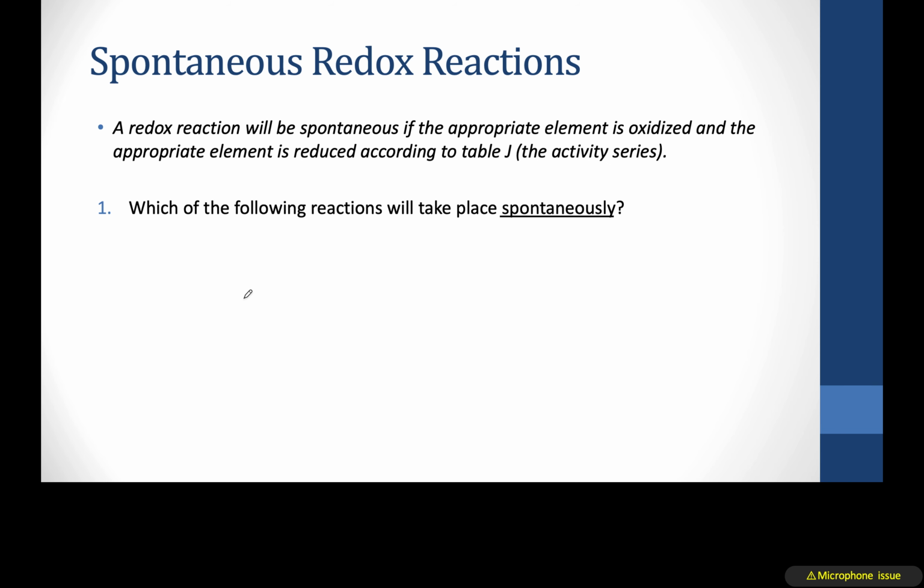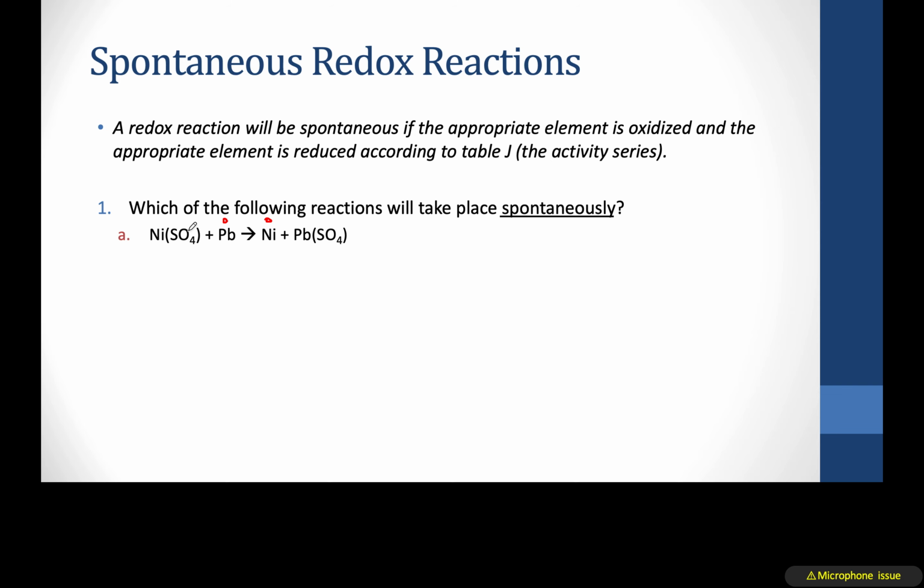Okay, so let's look at some reactions and determine if they are spontaneous. So we have to assign oxidation numbers. So let's do some quick ones. Elements by themselves are 0, lead is 0, nickel is 0. And remember, this is always going to stump you, but here's what you do. It's going to be the charge of the ion.